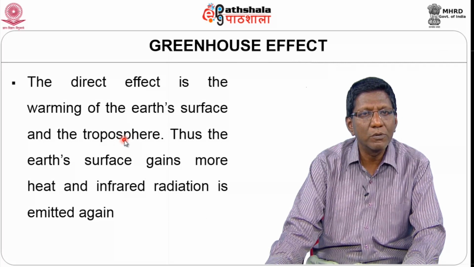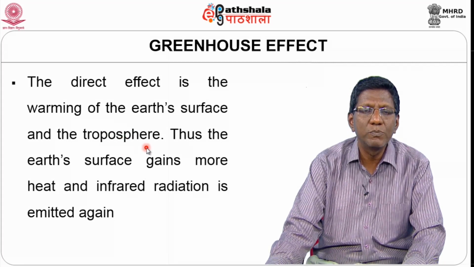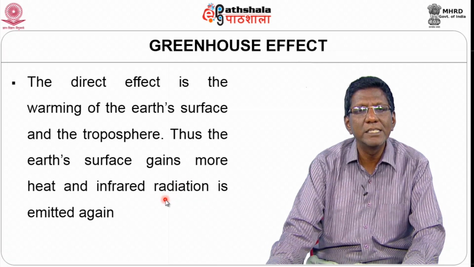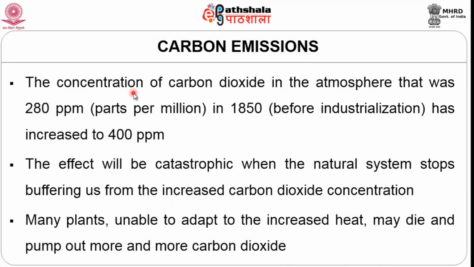This entire greenhouse phenomenon mainly happens in the troposphere, the first 11 kilometers from the earth's surface. The earth's surface gets more heat and infrared radiation is emitted again. The concentration of carbon dioxide in the atmosphere that was just 280 parts per million in 1850 has increased to 400 ppm. This 280 ppm was there before industrialization, and after that period it has risen to 400 ppm.